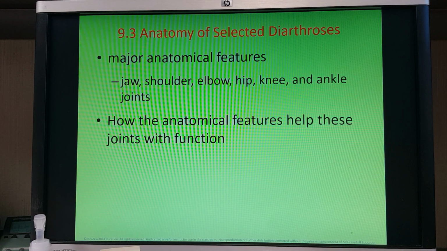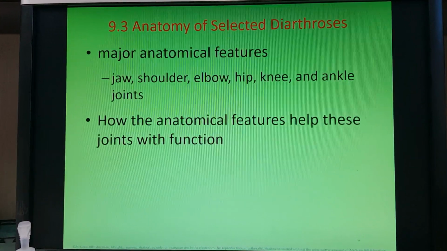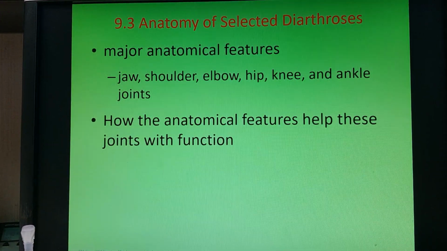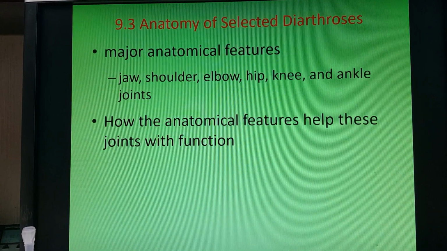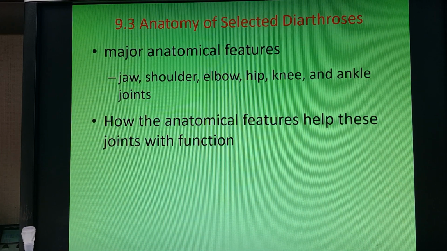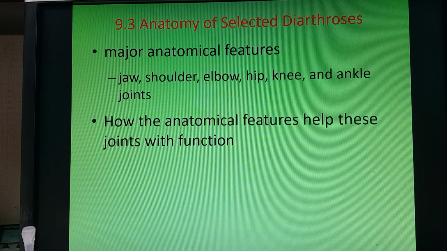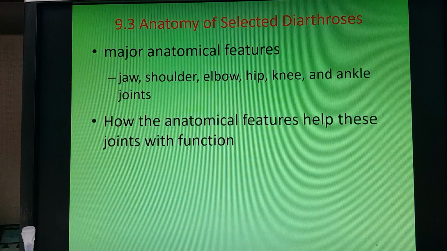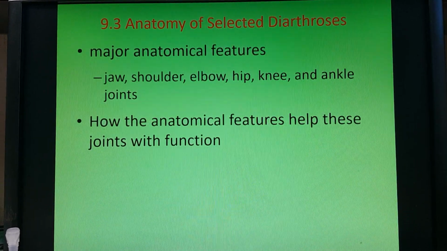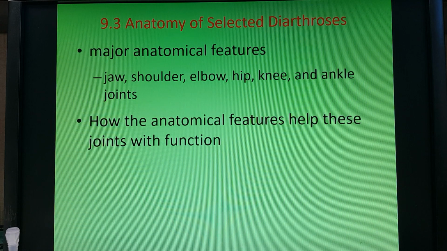Okay, last part for our chapter 9. So this really is just section 9.3, which is the selected diarthroses. So looking at specific joints: our jaw, shoulder, elbow, hip, knee, and ankle joints. I'm going to skip to the last slide of the PowerPoint so I can get the quick details of all that you would need to know for this section, and then I'll go back and explain them.